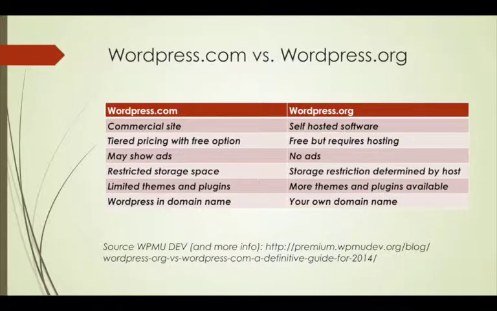And then because it's not open source, it's proprietary, you have limited themes and plugins that you can download to customize your site. Generally, too, you would also have WordPress in your domain name. So it would be carrie.wordpress.com rather than just carrie.com.